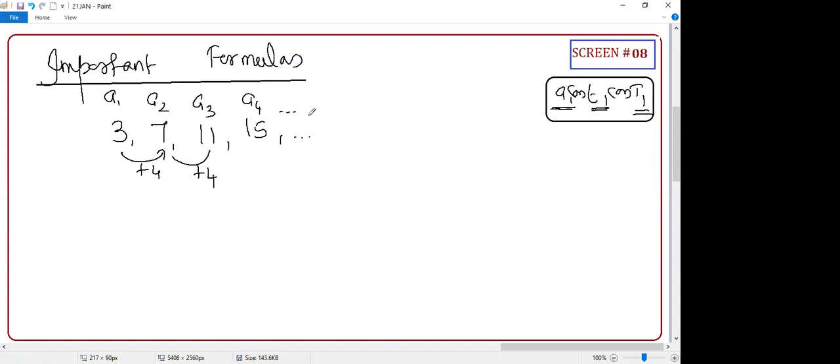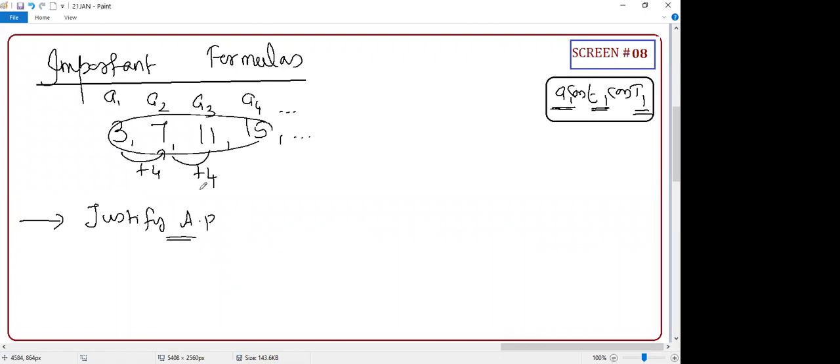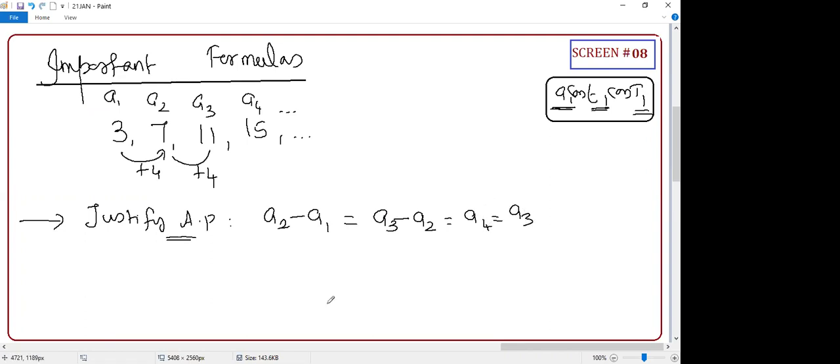Clear? Guys, the first formula is how to justify whether it is an AP or not. Verify whether it's an AP or not. What will you do? All you will do is second term minus first term, third term minus second term. You will just test it for some 3 values, not more, A4 minus A3. Clear or not? So anytime this difference is equal, your answer is yes, the given sequence is an AP.